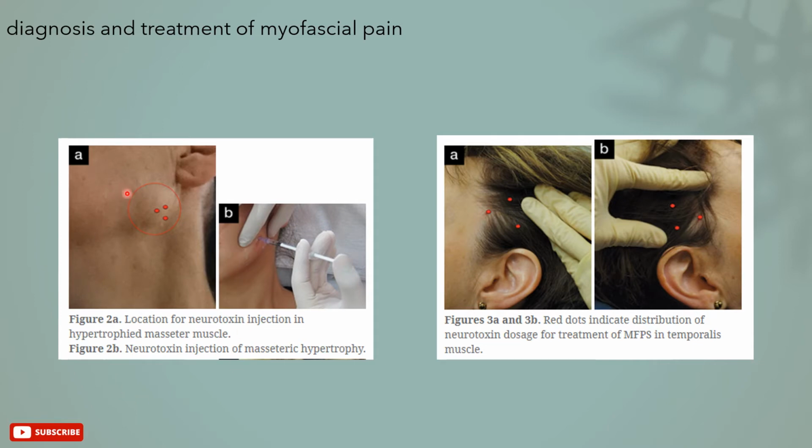This picture shows the trigger points in the patient with a significant hypertrophy of the masseter muscle, and this other picture shows the injection sites of the neurotoxins in the masseter. In this picture, it shows the injection of the neurotoxins in the trigger points of the temporalis muscles.